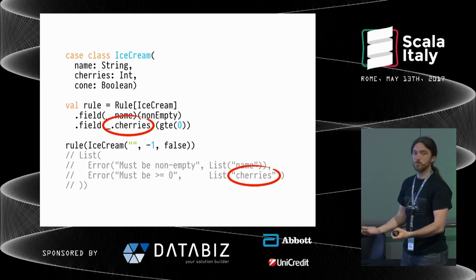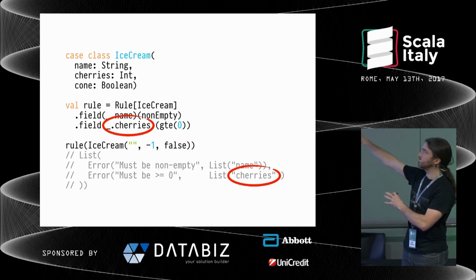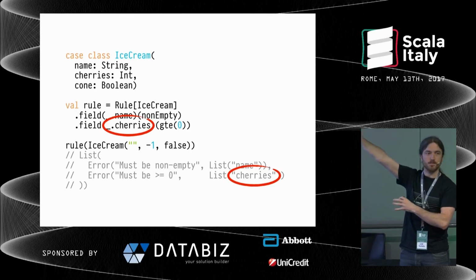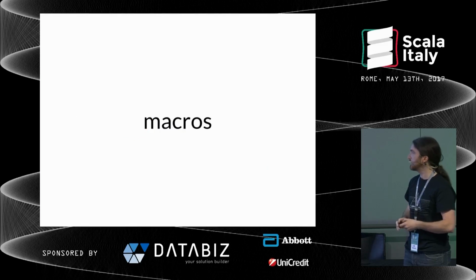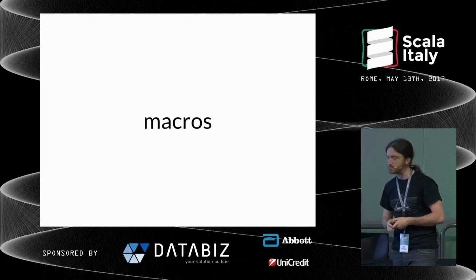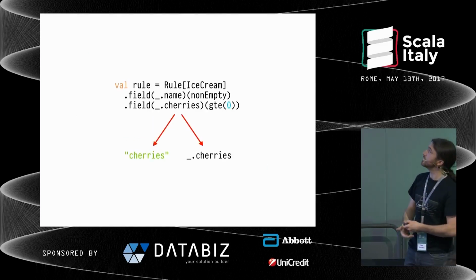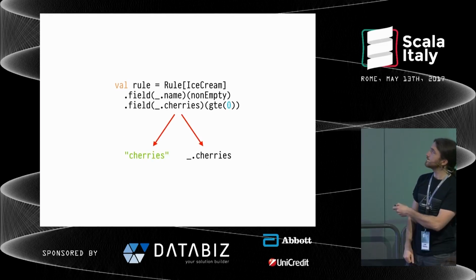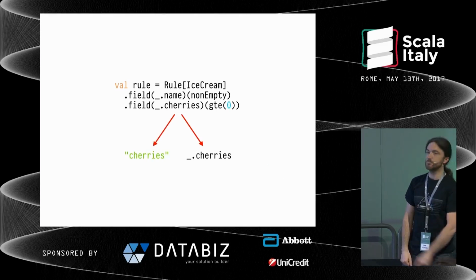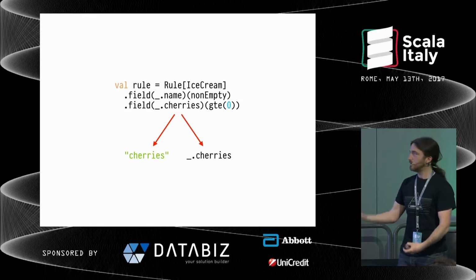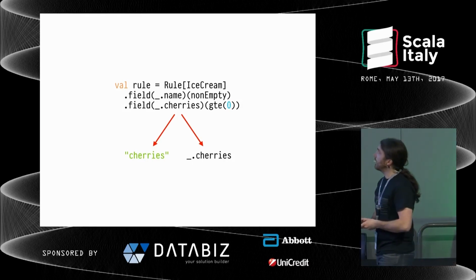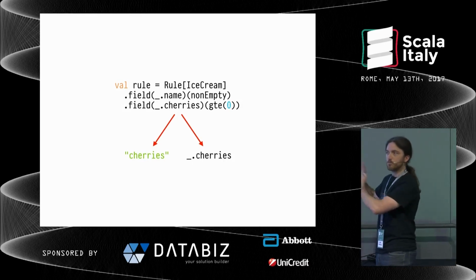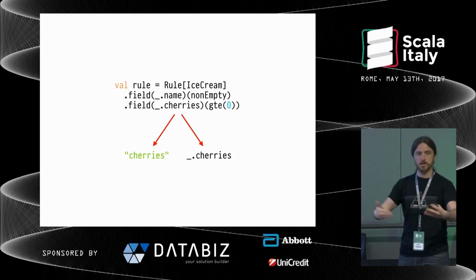So this is the problem we try to solve here. We don't want to have to actually write the string as well as the accessor method. We want the metaprogramming to deal with that. So let's see how we do that with macros. With macros, what we're going to do is implement field as a macro, and we're going to take this accessor and generate a string literal and use the accessor as is.